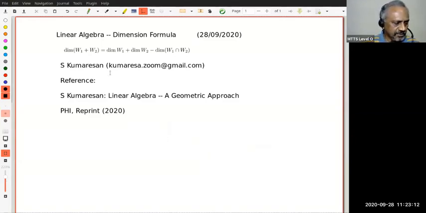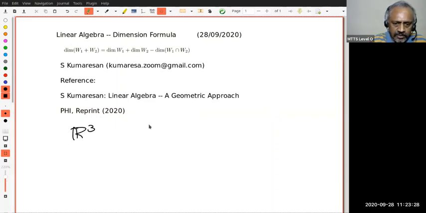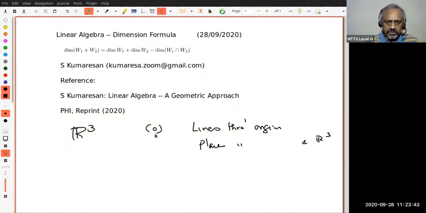Before doing that, there is some unfinished business which I would like to talk about. You may recall when we talked about vector subspaces of R3, we proved the following. The subspaces are the zero subspace, then lines through origin, and then planes through origin, and then R3. So these are all the vector subspaces. Essentially, we didn't prove these are all.